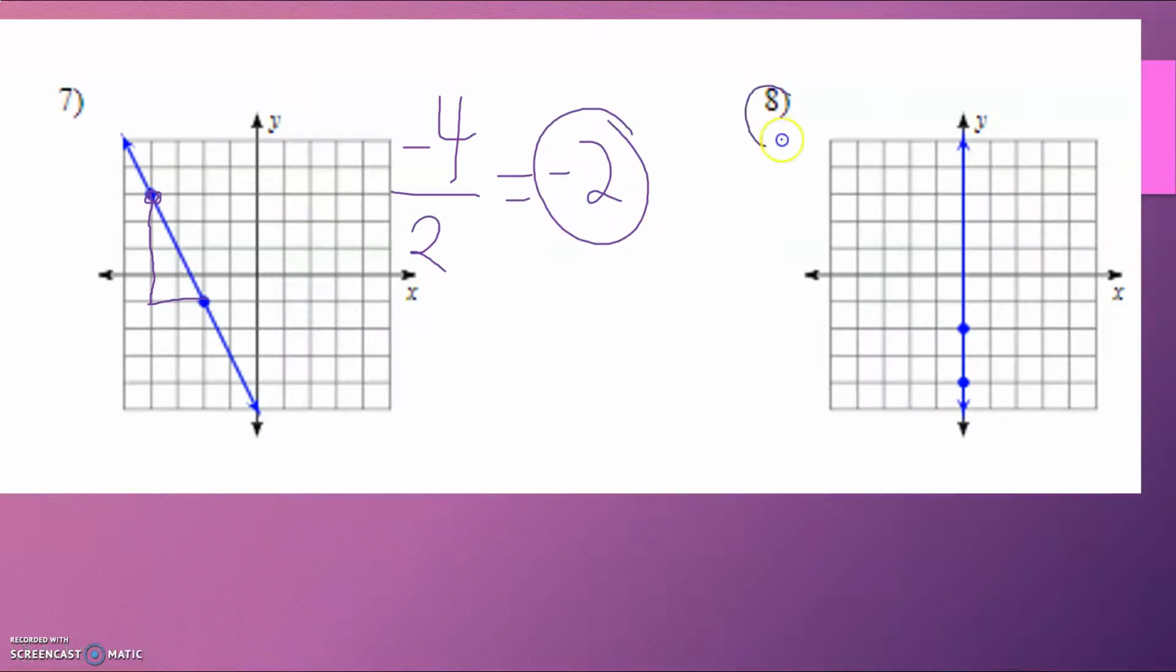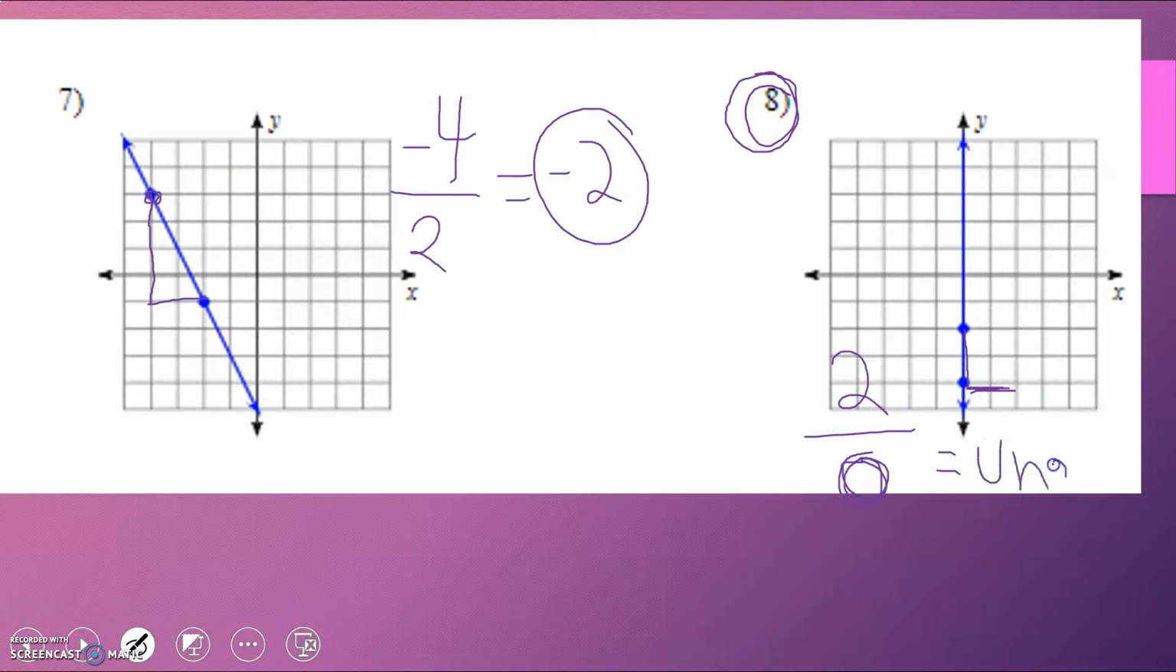All right, number 8 is another one that we haven't seen quite yet. So from these points, we rise up 2. But we don't go over any. There's no run. So it's 2 divided by 0. You can't divide by 0, so these are what we call undefined examples. So any vertical line is going to be undefined.